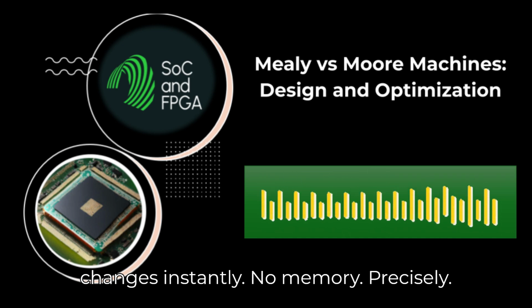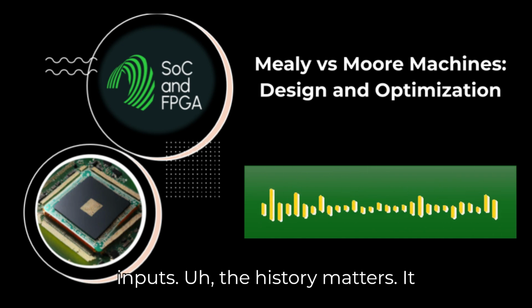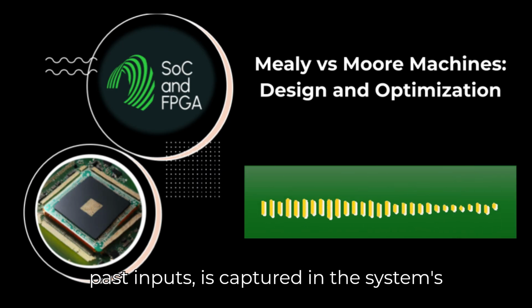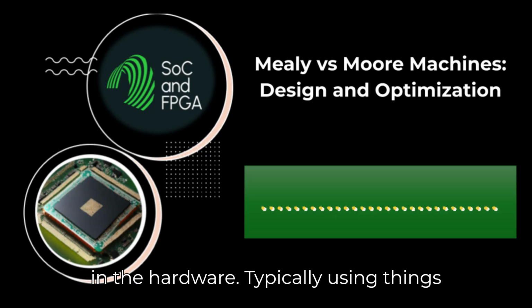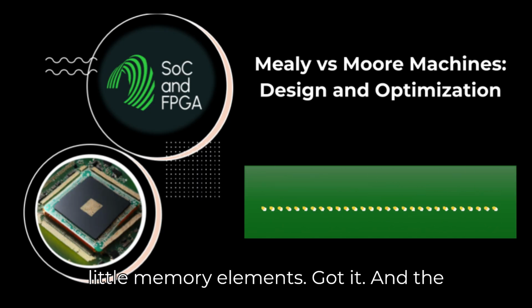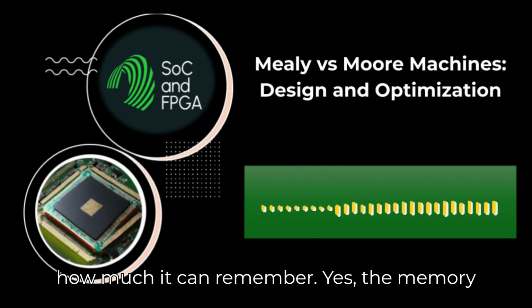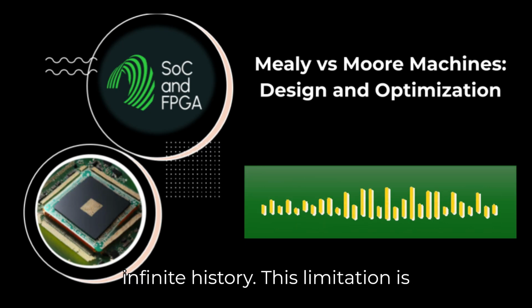No memory. Precisely. Sequential logic, though, its output depends on the current inputs and past inputs. The history matters. It does. And that history, that memory of past inputs, is captured in the system's current state. And that's usually stored in the hardware, typically using things called flip-flops or latches. Little memory elements. Got it. And the finite part just means there's a limit to how much it can remember. Yes, the memory capacity is bounded. It can't remember infinite history.